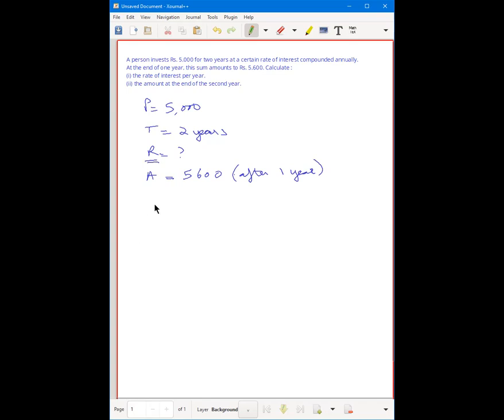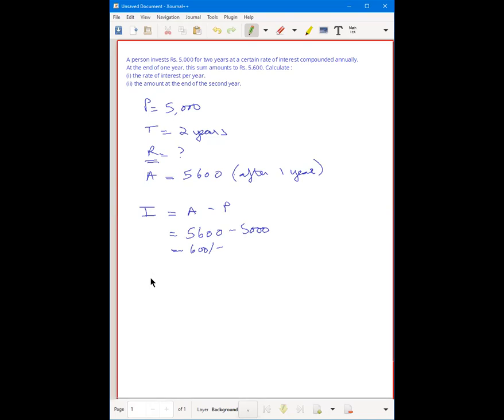How much will the interest be by this information? You know the formula for interest. What is the formula for interest? Interest will be amount minus principal. So what will be the interest for the first year? It will be 600 rupees. And how do we find out the rate of interest?